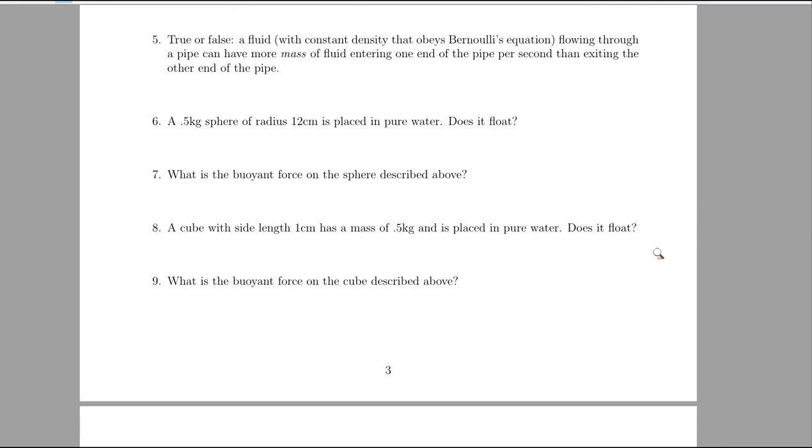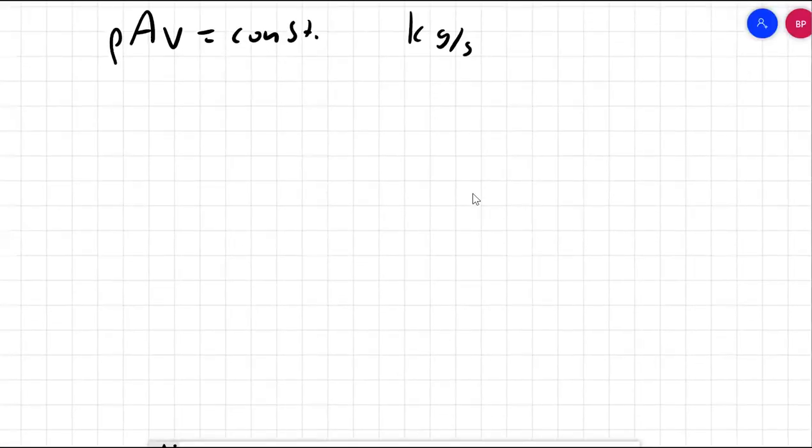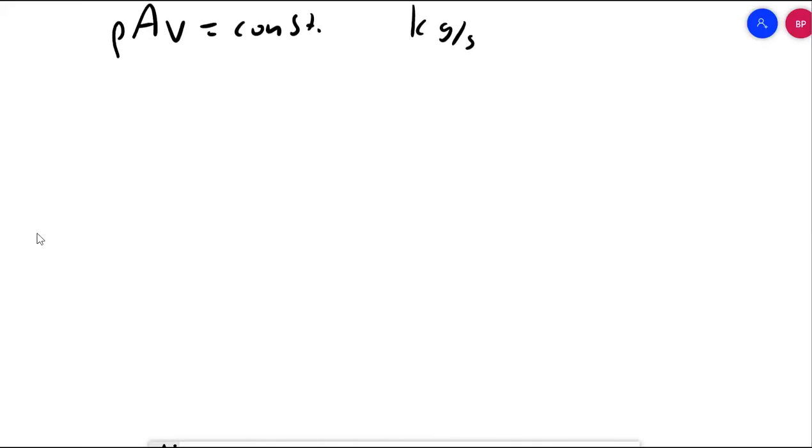Okay, our next question says a 0.5 kilogram sphere of radius 12 centimeters is placed in pure water. Does it float? So we know an object floats in a fluid if its density is less than the density of the fluid. Pure water has a density that we'll have to use over and over again. It'll be on the equation sheet, but you'll use it so often you'll probably remember it. It's 1,000 kilograms per meter cubed. So this is the density of pure water.